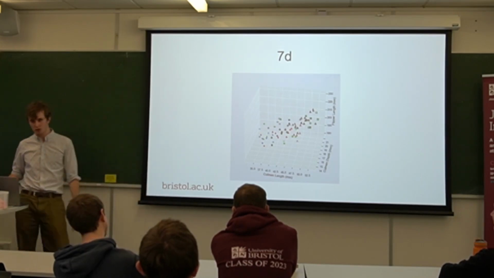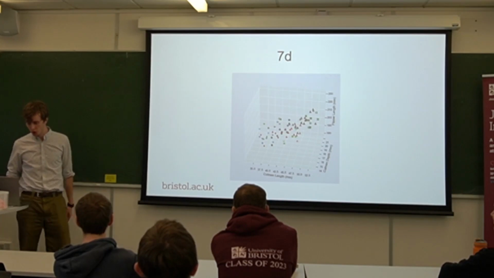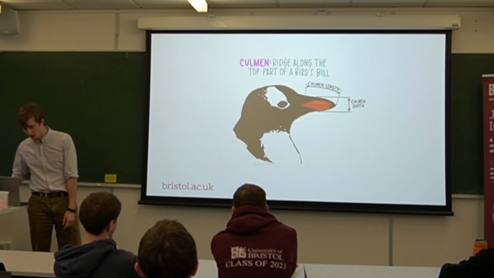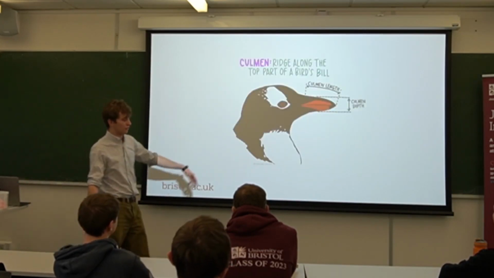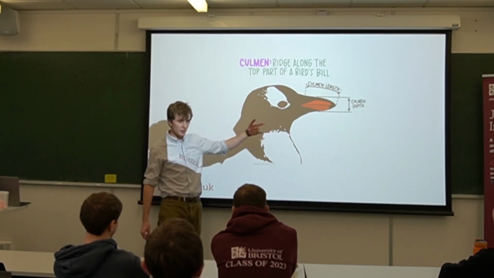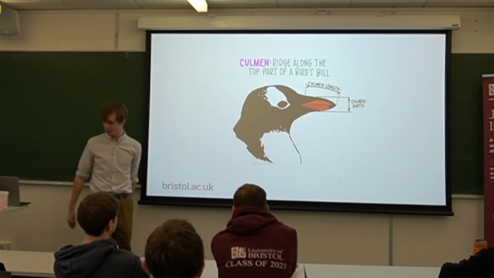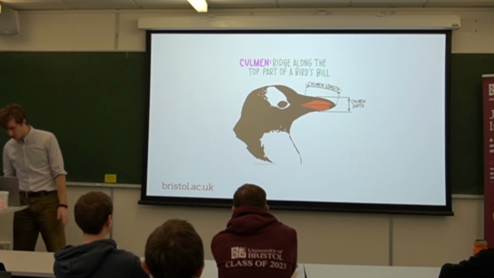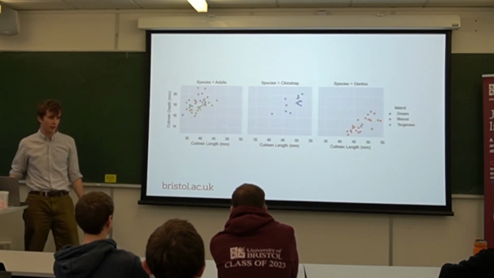It's us trying to show what you can do with a computer, rather than trying to show a piece of data, right? So for those that don't know what a culmen is, it's the part of a penguin's beak, and it's different in different species. So 7 dimensions is too many dimensions, right?